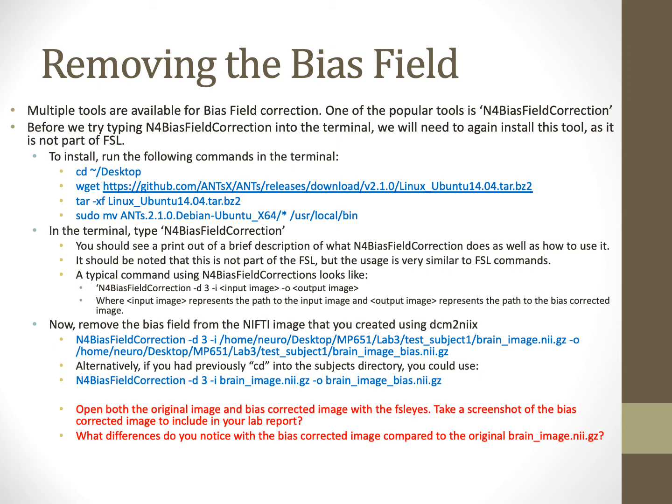First, specify N4 bias field correction, -d 3, which stands for the dimension of the image, and we are typically using three-dimensional images, -i followed by the path to the input image, -o followed by a path to the output image. Now try removing the bias field from the NIfTI image that you just created using dcm2niix using the following commands.